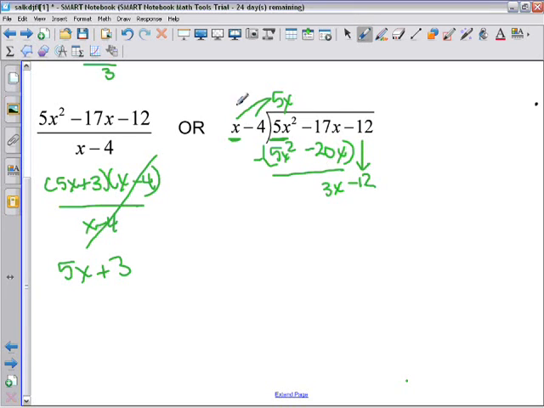X goes into 3x 3 times, so you get plus 3. And then you multiply the 3 with the x minus 4, so you get 3x minus 12. And we have no remainder. So the answer is 5x plus 3.